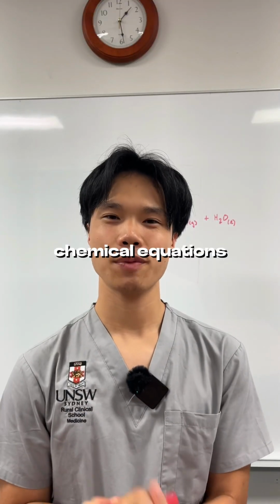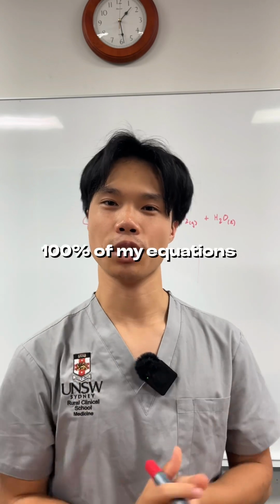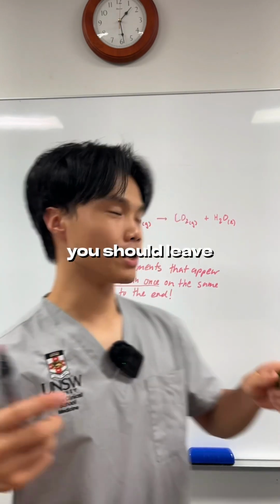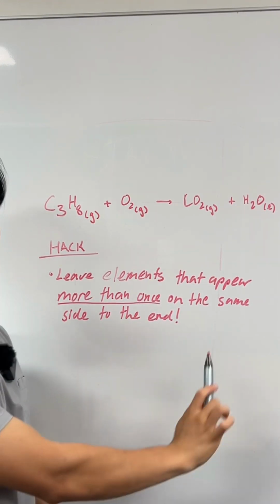Stop struggling to balance chemical equations. One trick took me from dropping stupid marks in every exam to getting 100% of my equations right every single time. The one hack is that you should leave elements that appear more than once on the same side to the end of your working.